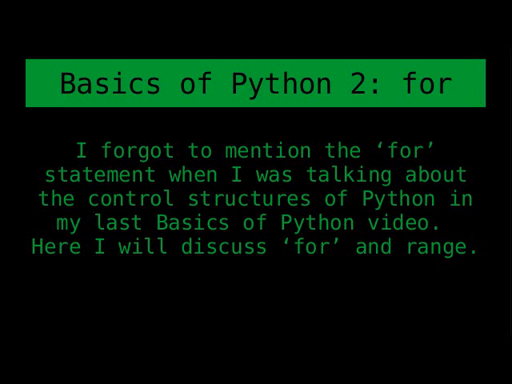On my last Basics of Python video, I realized I forgot the for statement that is used in creating control structures. Along with that, it's also helpful if I discuss the range function. It's a built-in function, but it can use a brush over in using for. While you can get around it using while loops, for is pretty good for what it does.